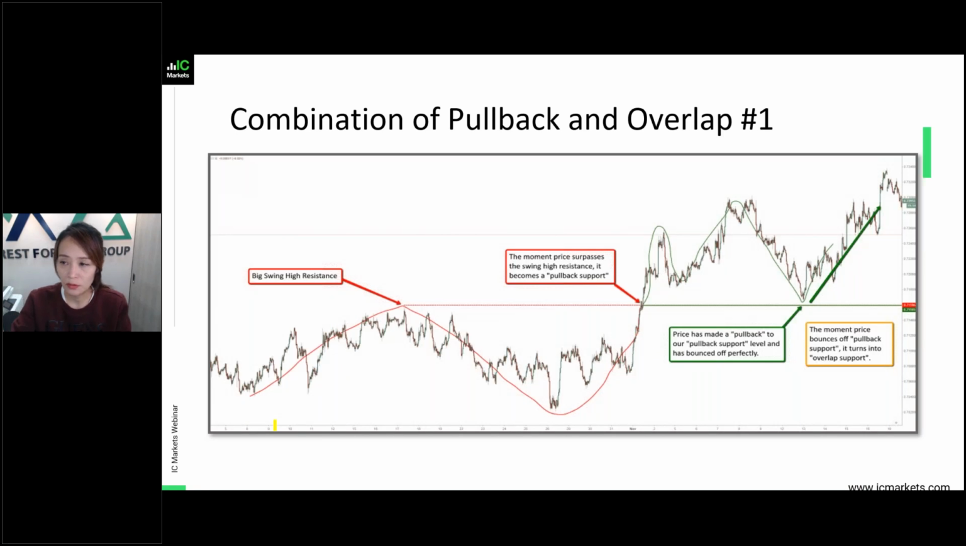For example, if you look at the chart here, you know that this is a really big swing high resistance. So basically, if you want to draw the zone, something like that, the moment the price breaks above this resistance level, it becomes pullback support. So when the price breaks above, we say, okay, wait for price to pull back to the support level, and then we're going to buy. When the price touches or pulls back to this support level, it is called overlap support.